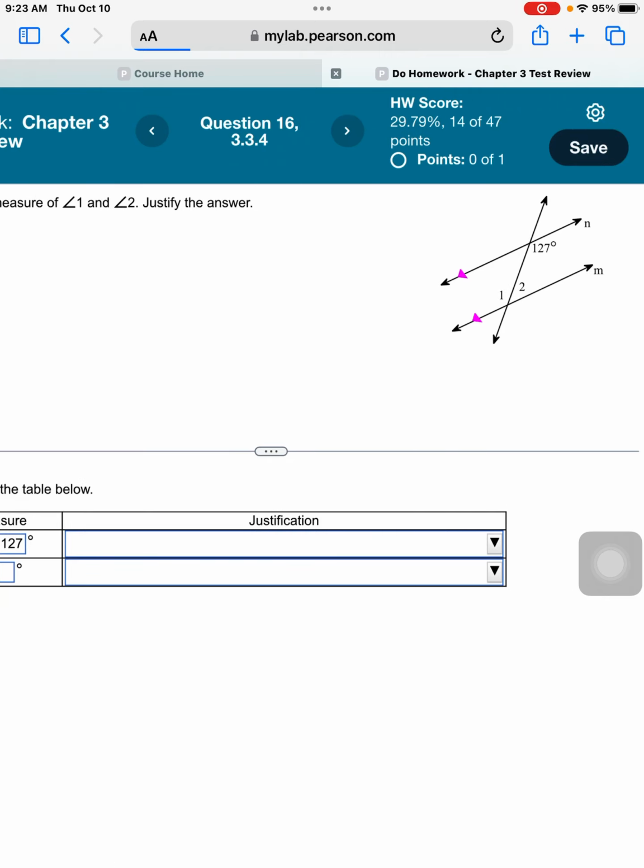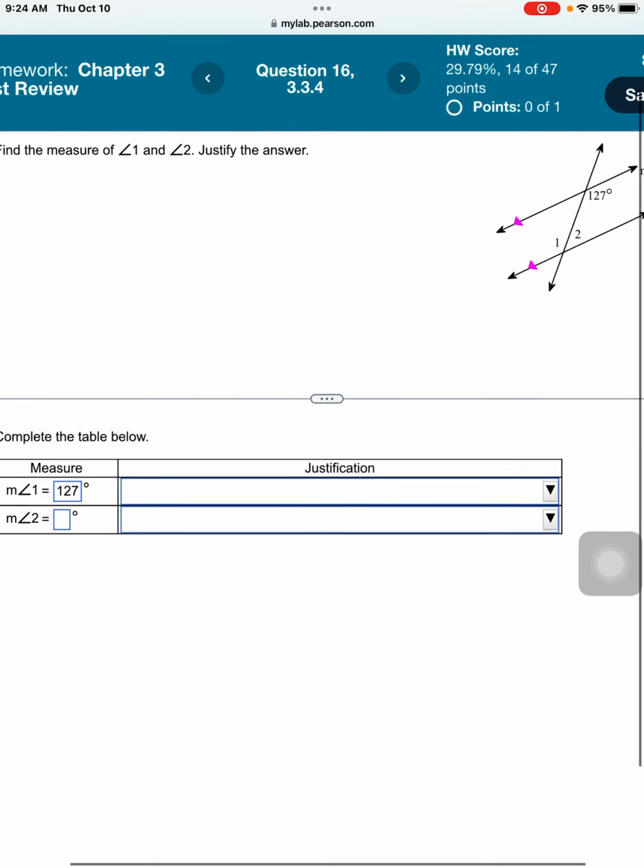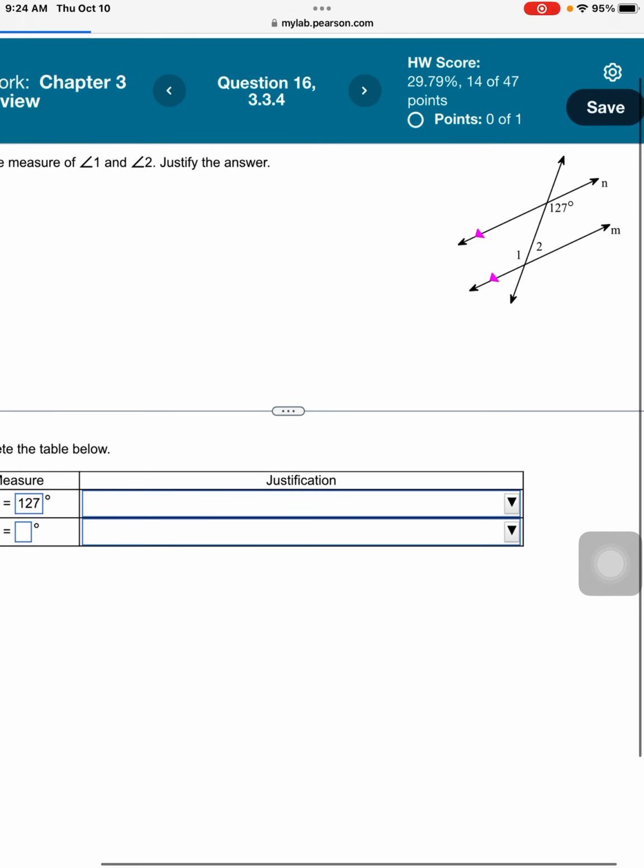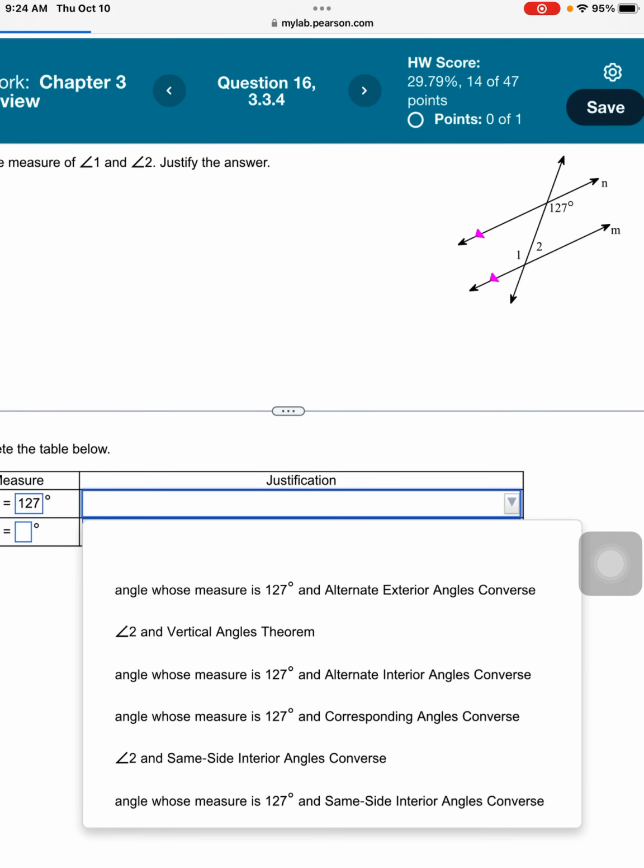What are your angles? And we're going to do the alternate interior angle converse, corresponding angles converse, and so on. Because the regular alternate interior theorem is: these are your angles, determine if the lines are parallel. Now we're doing: the lines are parallel, determine what your angles are. And that is the converse. So we're going to do alternate interior converse.